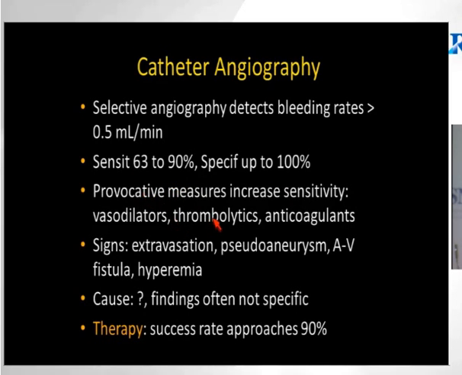These provocative measures that were so popular in the past are really no longer used routinely. They have a good number of complications, and with now having CT angiography, I think that has replaced the need for these more advanced procedures with angiography. What we look for in angiography, as we do with CT, is extravasation of contrast, pseudoaneurysms, AV fistulas, and hyperemia in the affected loop of bowel.